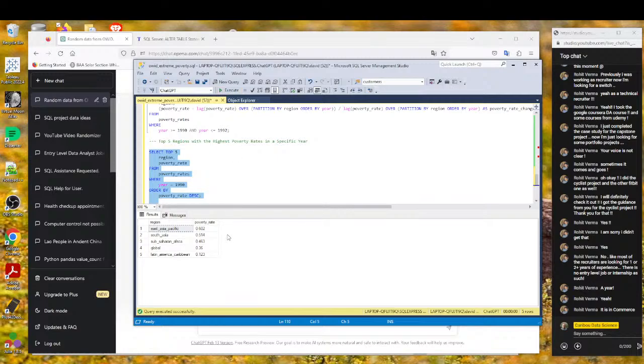So for 1990, well, East Asia and Pacific had the highest poverty rate, 60.2% of the population apparently. Of the top four regions, three of them were higher than the global average.